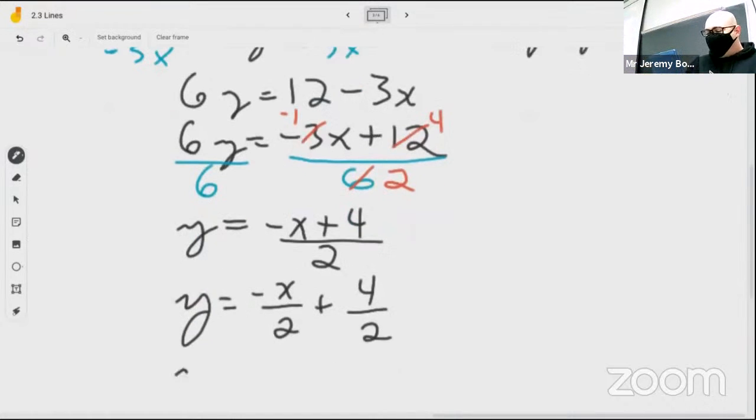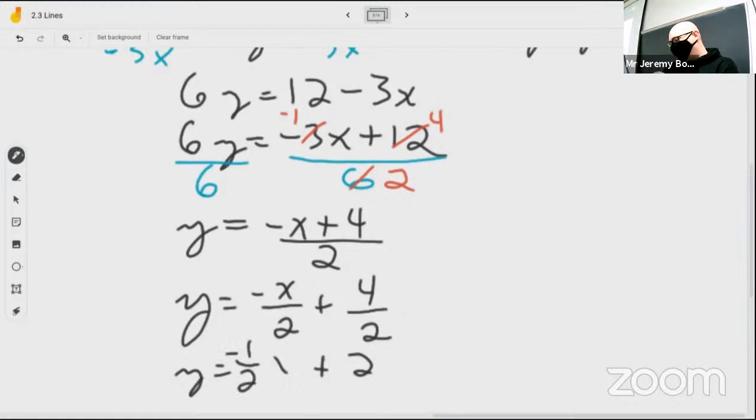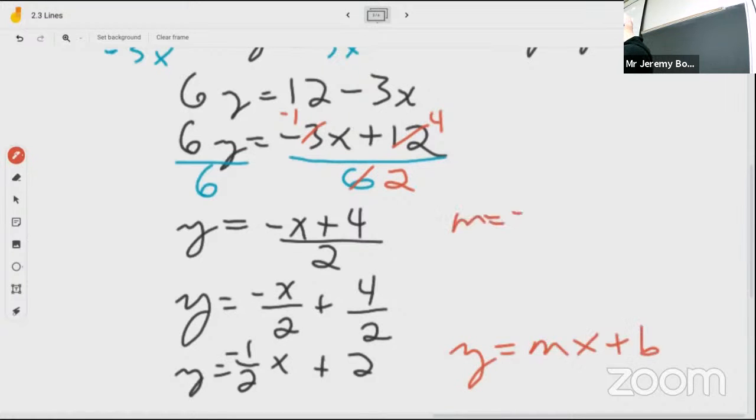And so now, the 4 over 2, what's 4 divided by 2? 2. What about this negative x over 2? How can we write that? That way it's mx. What would the m be? Negative 1/2 times x. And so now we have it in our form of y equals mx plus b. And in that case, m is negative 1/2, and b is 2. So my slope is negative 1/2, and my y-intercept is 2.